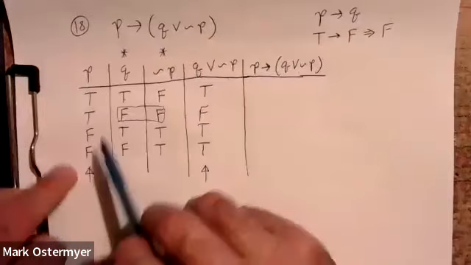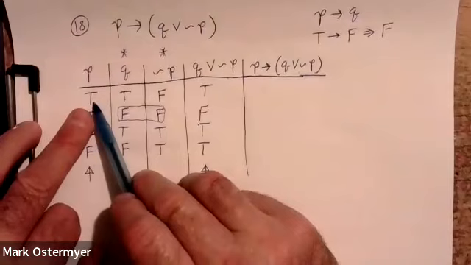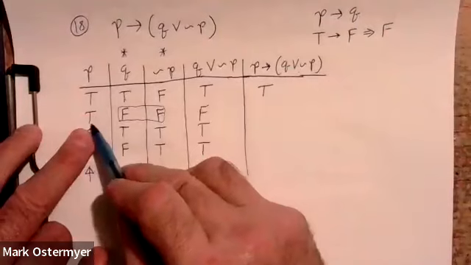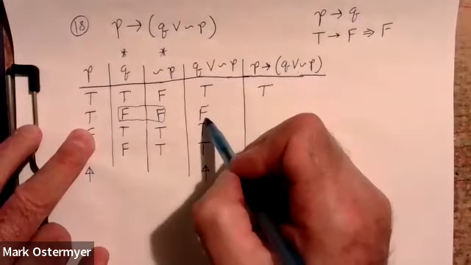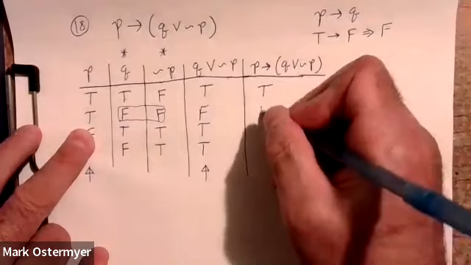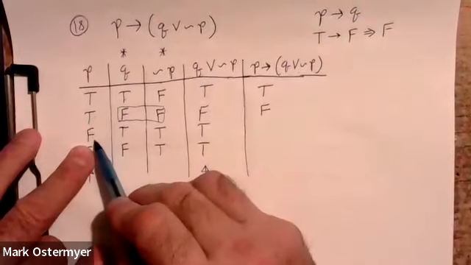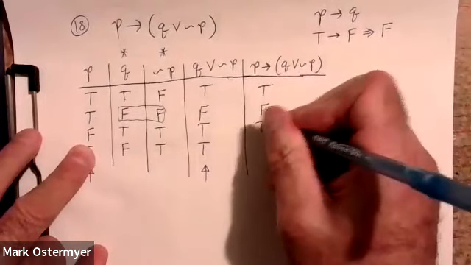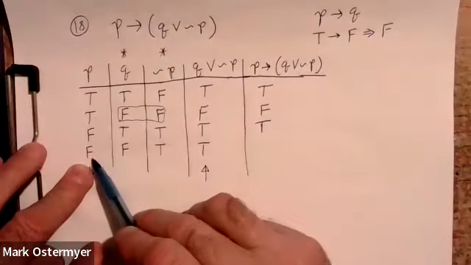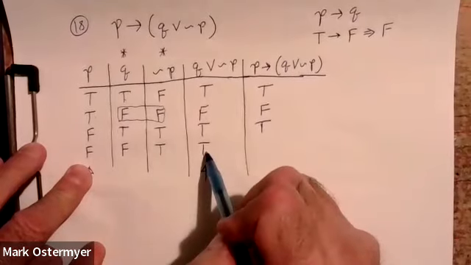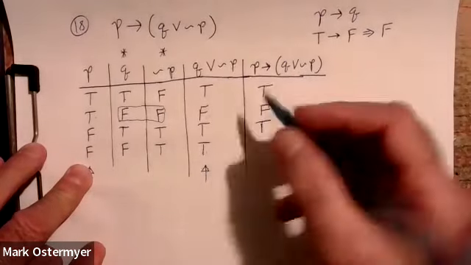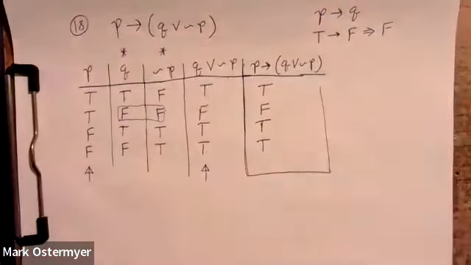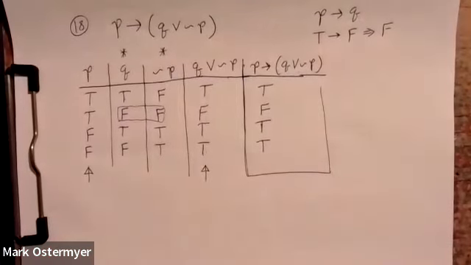Where does that occur? Well, here the first statement is true and the second statement is true, so the conditional is true. Here the first statement is true and the second statement is false. Oh, that's where the conditional is false. The first statement is false and the second statement is true. The conditional is true. First statement is false and the second statement is true. That's where the conditional is true. And we're done. This is the answer for number 18. It's the last column.